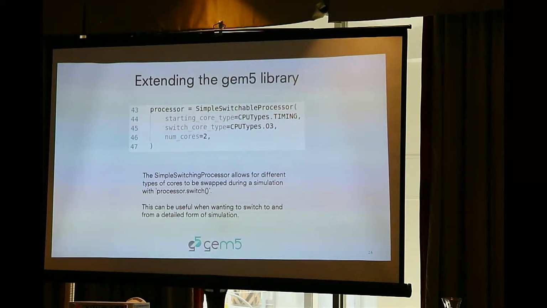So if you actually look at gem5 scripts people use in the wild, they typically use this strategy of stop your simulation, swap out the cores, and now we're going to simulate with something that is a little bit more precise. So this is why we developed the simple switchable processor. And given my explanation, I hope it's a bit clearer now. You start on some kind of CPU type, and then at a point in the simulation, you can call processor.switch, and it'll swap to the second type.